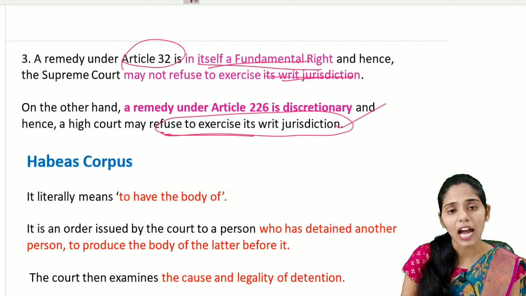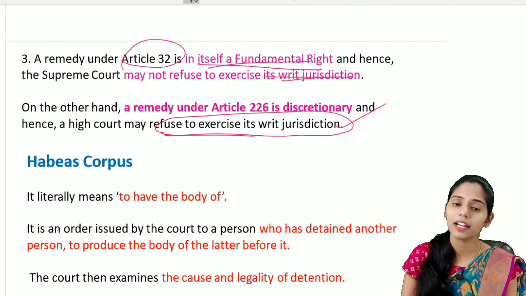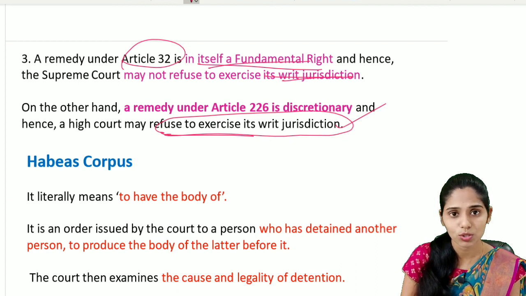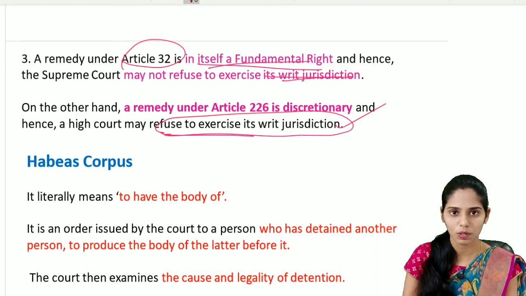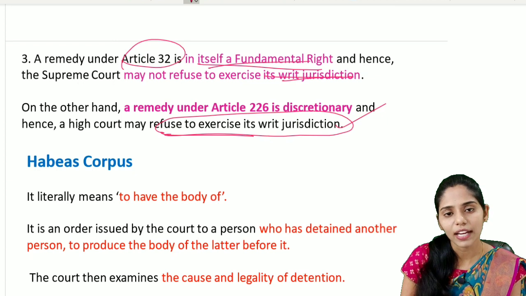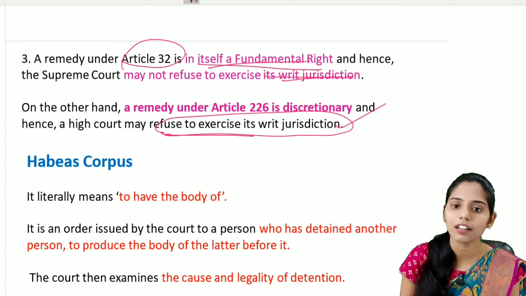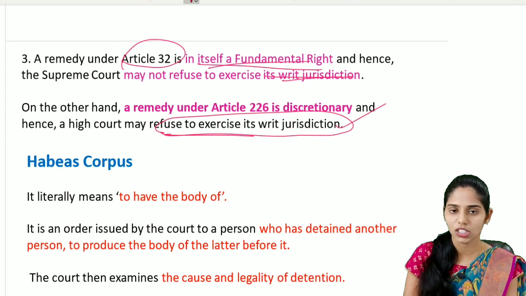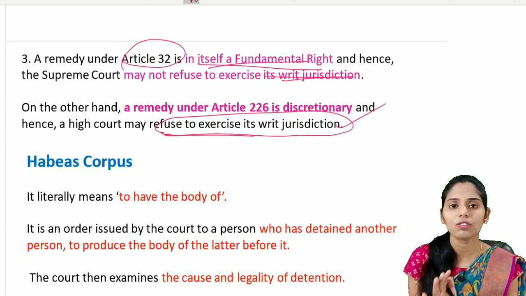So because of that, Article 32 itself is a fundamental right. The Supreme Court may not refuse to exercise the writ jurisdiction. But in the case of the High Court, it is according to Article 226 of the Constitution, so the High Court may refuse to exercise this writ jurisdiction. These are the 3 important differences between the writs of the High Court and the Supreme Court.